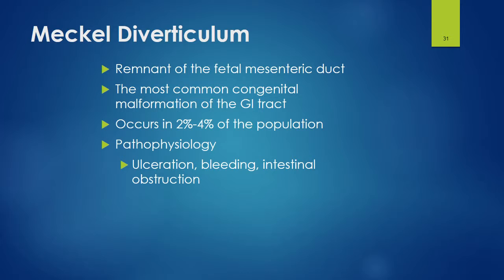Meckel diverticulum is a remnant of the fetal mesenteric duct. It is the most common congenital malformation of the GI tract. It occurs in 2 to 4% of the population. It involves ulceration, bleeding, and intestinal obstruction.